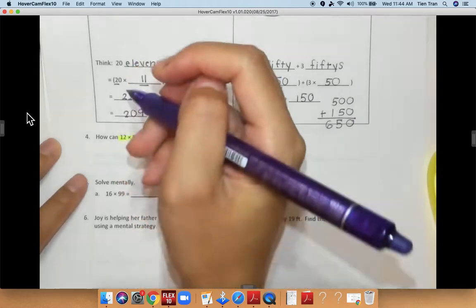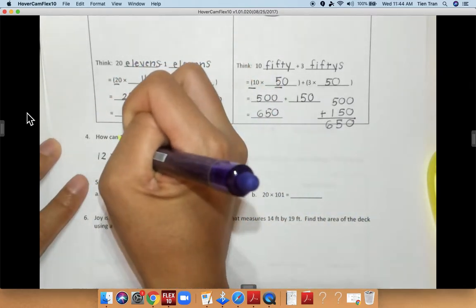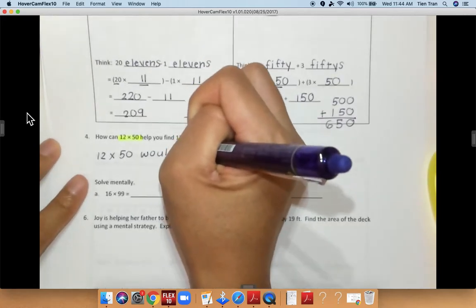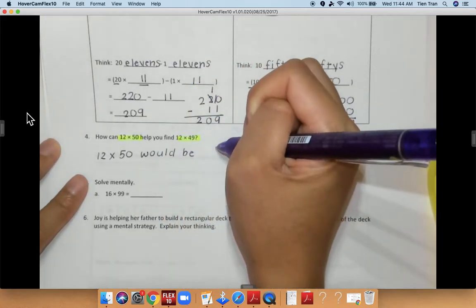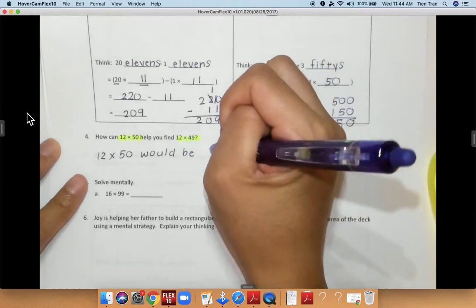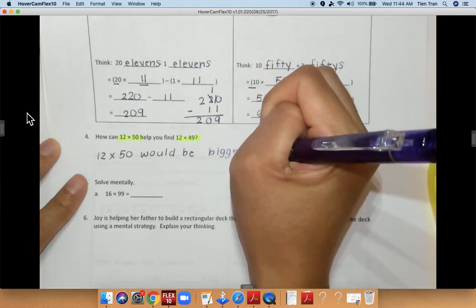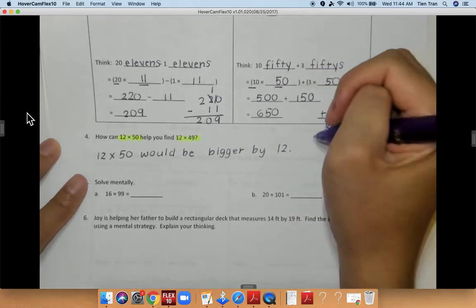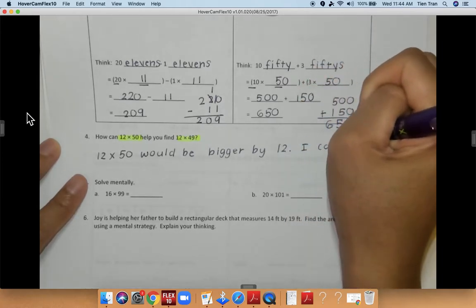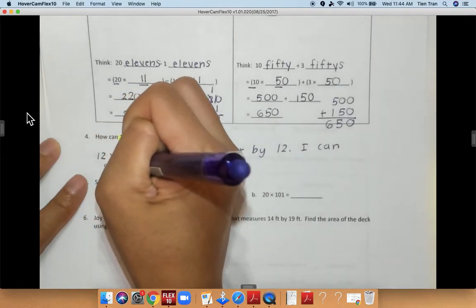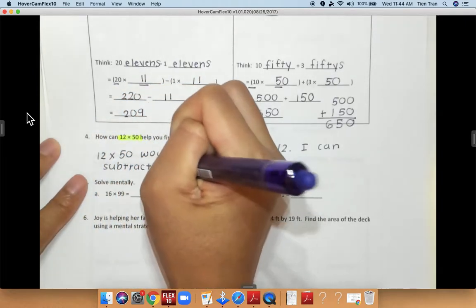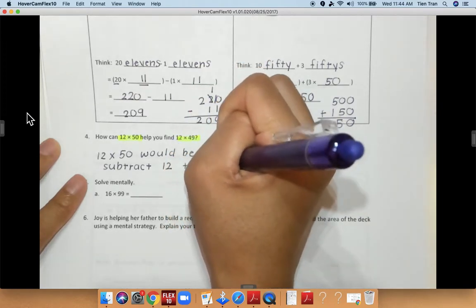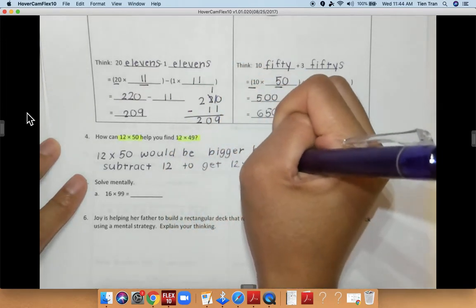So I'm going to write 12 times 50 would be bigger by 12. So I can subtract 12 to get 12 times 49.